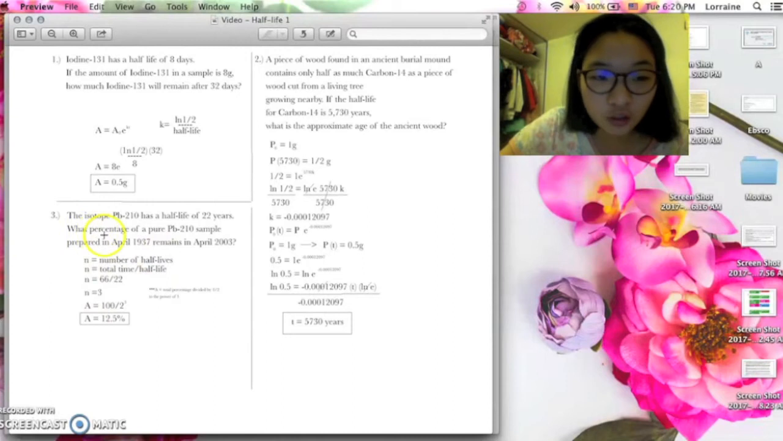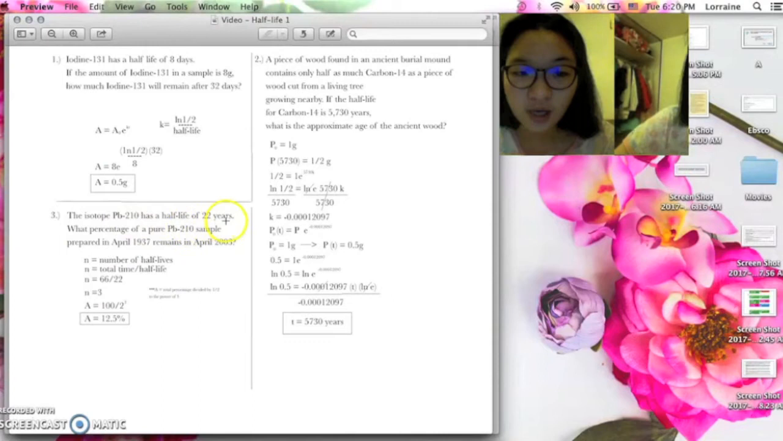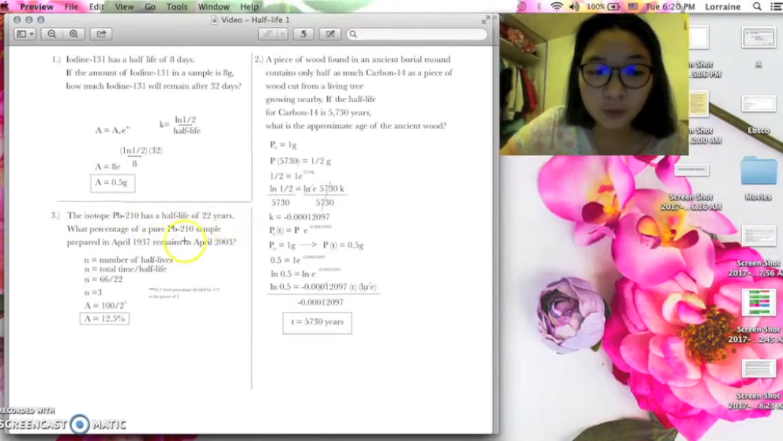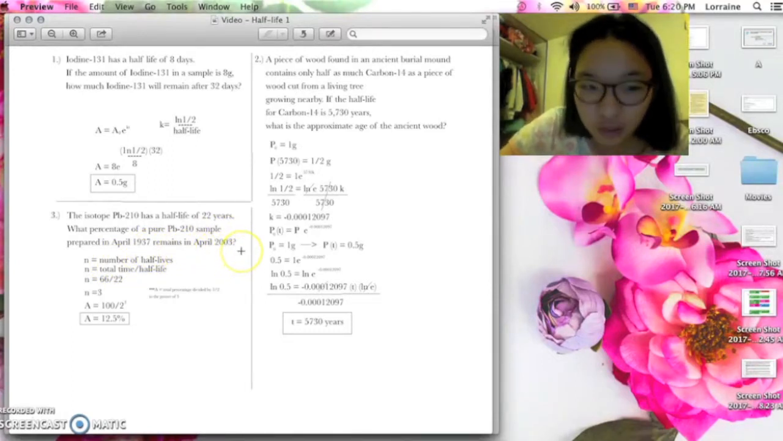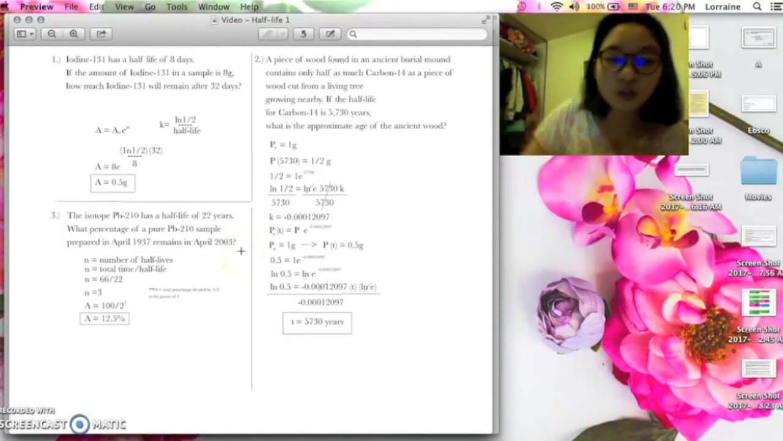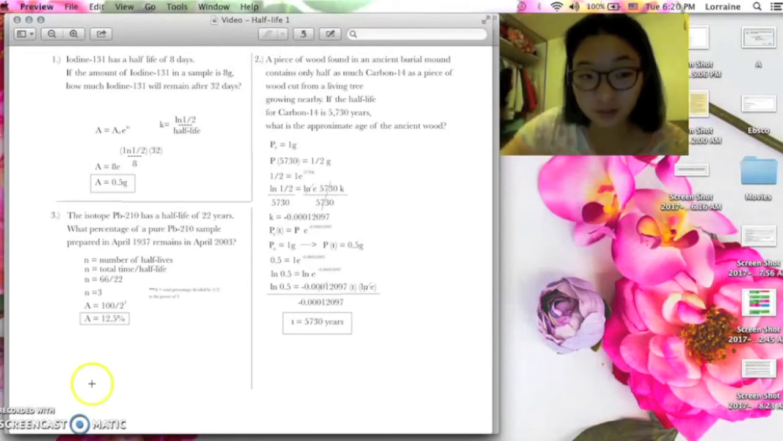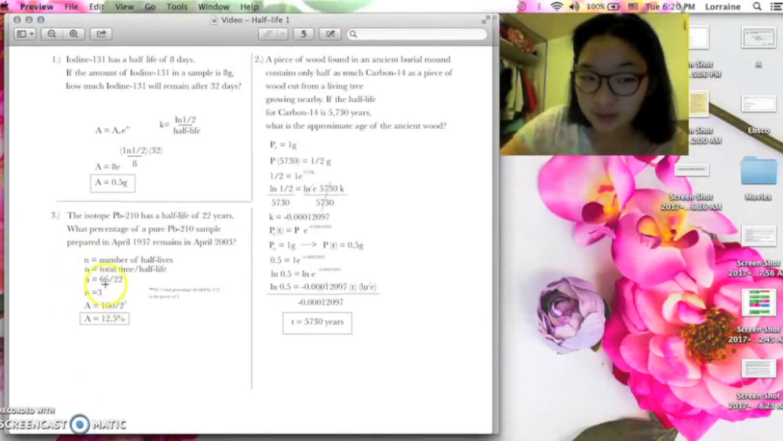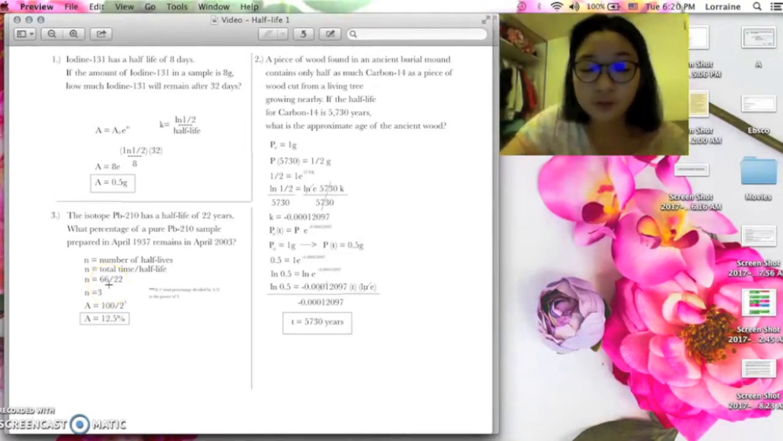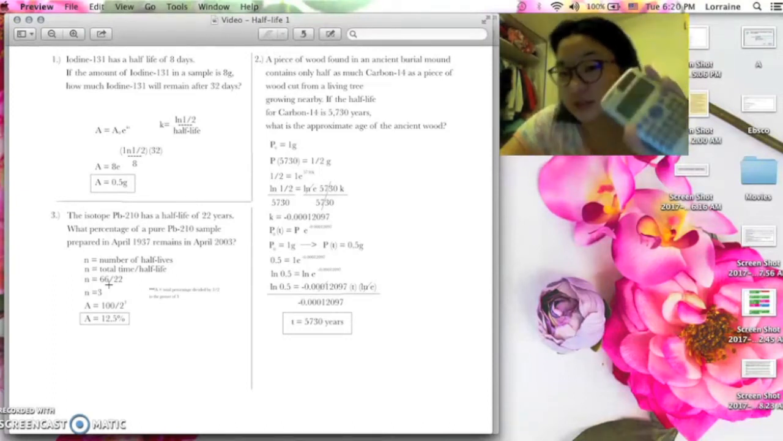So for our third question, the isotope Pb-210 has a half-life of 22 years. What percentage of a pure Pb-210 sample prepared in April 1937 remains in April 2003? To calculate this, first we find the total number of years, which in this case is 66. How did I get 66? I just subtracted 1937 from 2003, and the answer is 66.